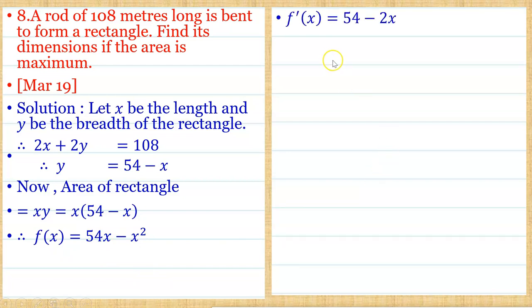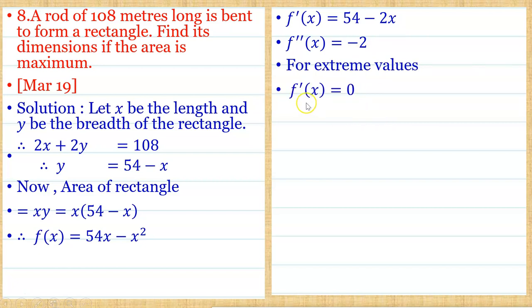Then f dash of x is 54 minus 2x, the derivative of x square being 2x. f double dash of x, that's our second derivative: the derivative of 54 is 0, and of x is 1, therefore f double dash of x is minus 2. For the extreme values, f dash of x is equal to 0. We always take the first derivative as 0. That is 54 minus 2x is equal to 0. This is the first derivative. If we simplify, 54 is equal to 2x, and therefore x is equal to 54 upon 2. Here you will get x is equal to 27.